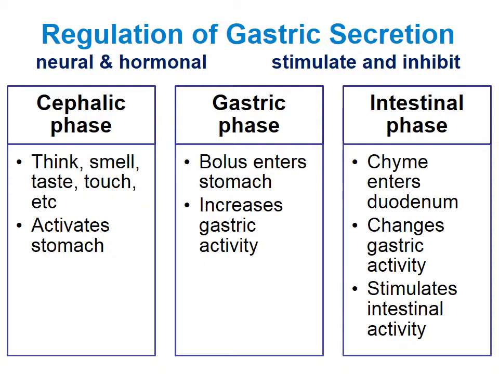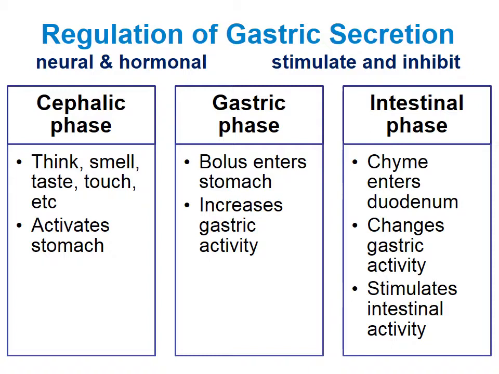The gastric phase is stimulated by a bolus, or a ball of chewed up food, that enters the stomach. This stretches the walls of the stomach and fires the reflex to start this phase. The gastric phase increases the stomach's activity. It starts to secrete more and move more. Its enzymes, acids, and movement will liquefy the bolus into something we now call chyme.